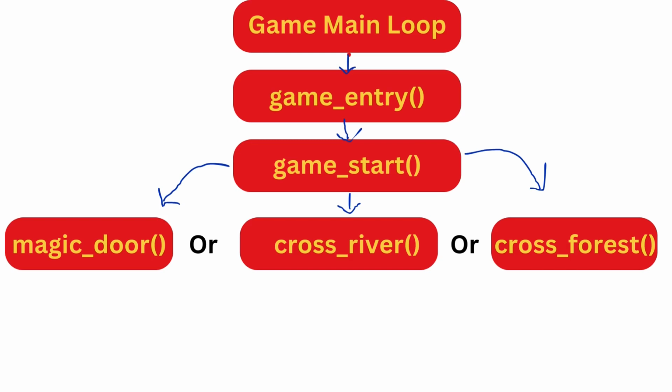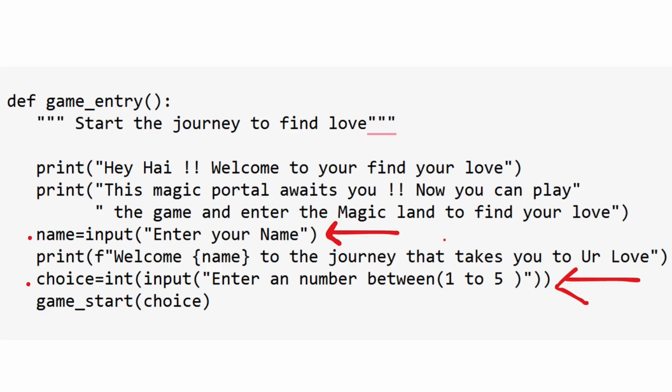Friends, first we are going to see the function game entry. It is like a starting point of your journey towards your true love, or to the land where your true love is awaiting you. As usual, it is going to welcome you and tell you about this magical portal that is awaiting you, as well as how you can play a game and find your true love, all this blah blah blah. And this function is going to ask for only 2 things, a name as well as a choice. The choice is nothing but asking the user to enter any number between 1 to 5. So this is the only thing this function is doing.